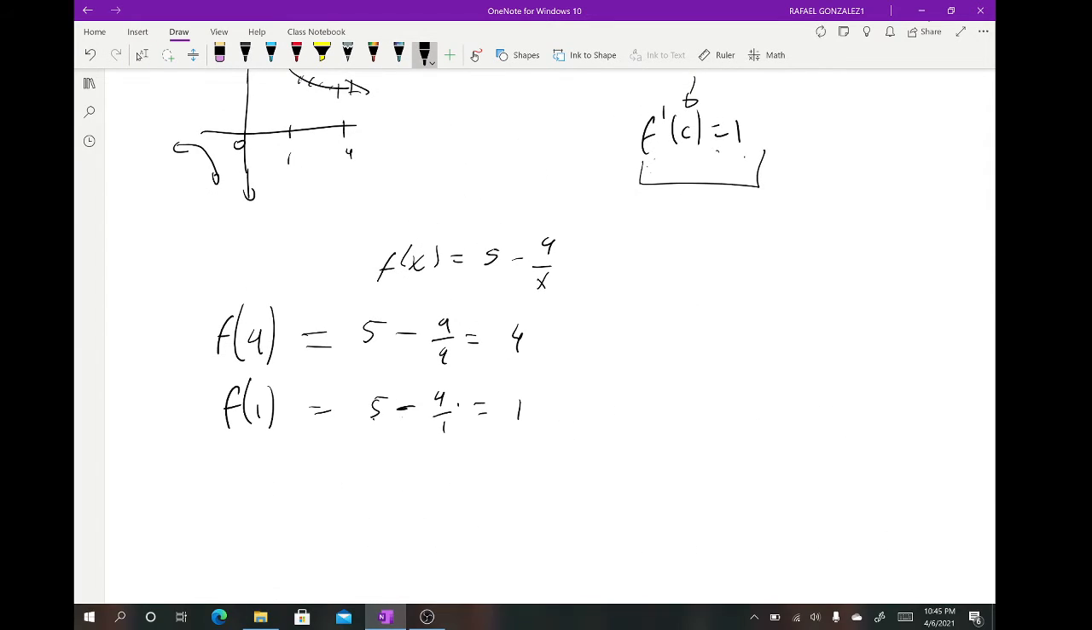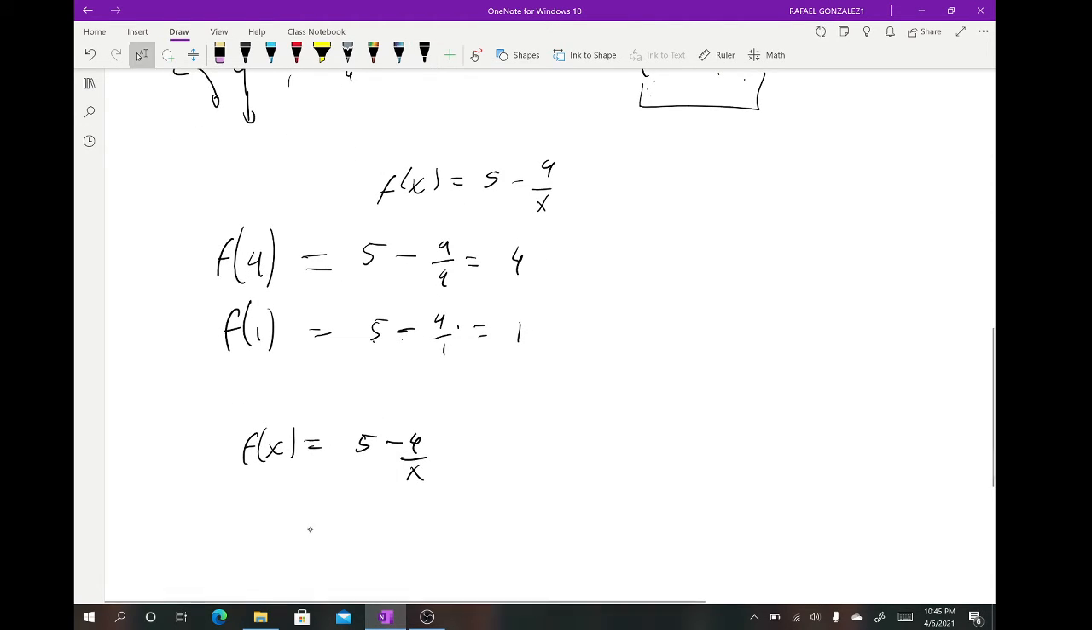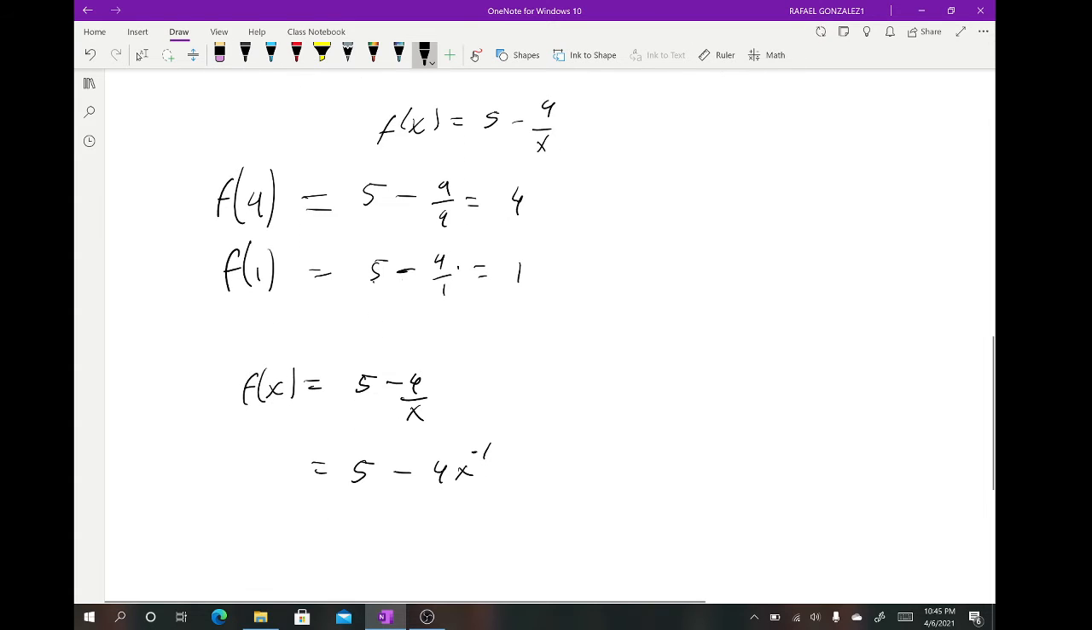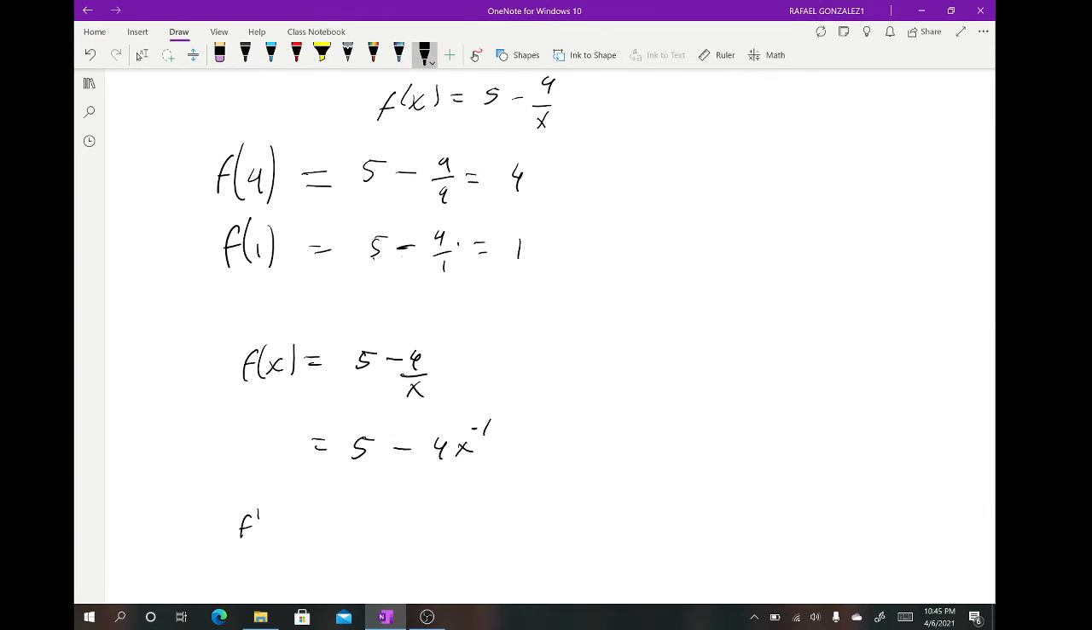So let's do that. So what is f? F is 5 minus 4 over x. I'm going to rewrite this to make it a little bit nicer. This is 5 minus 4 times x to the minus 1. So that means that the derivative f prime of x is going to be equal to the derivative of 5 is 0, so that goes away. And then the derivative of negative 4 times x to the minus 1 by the power rule, we multiply that negative 4 by minus 1, so that's 4. And then we take away 1 from the top, so that's going to be minus 2. So this is going to be equal to 4 divided by x squared.